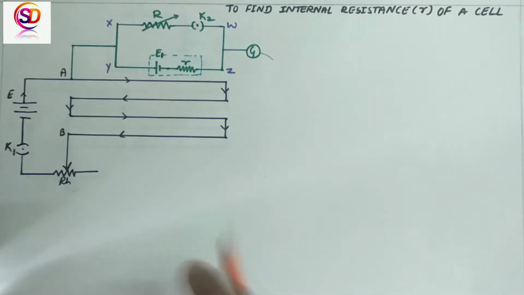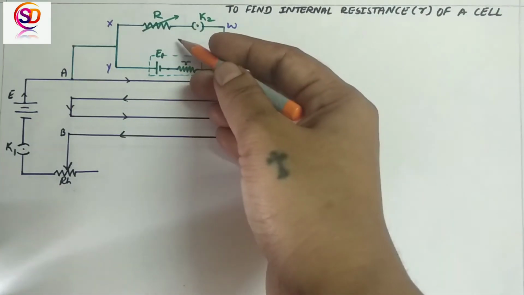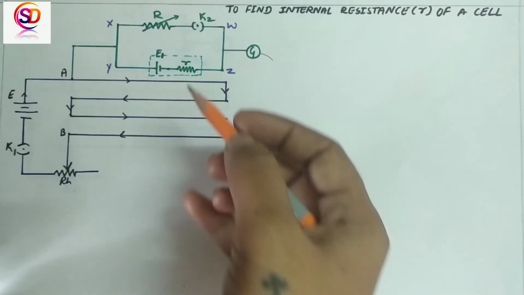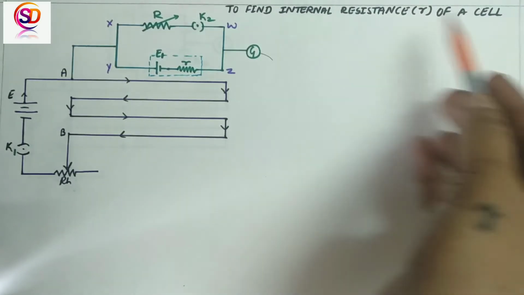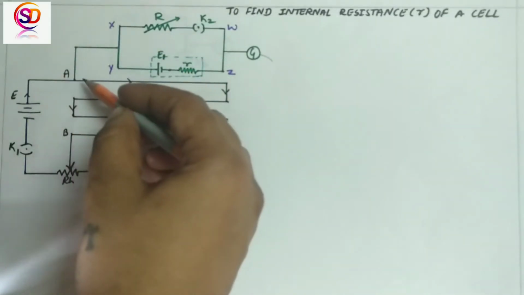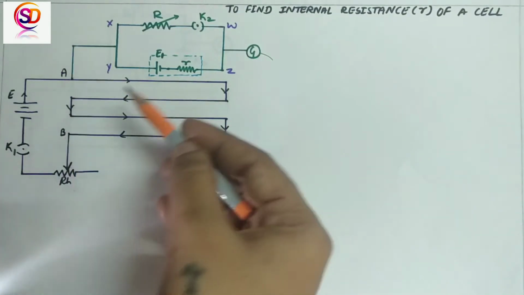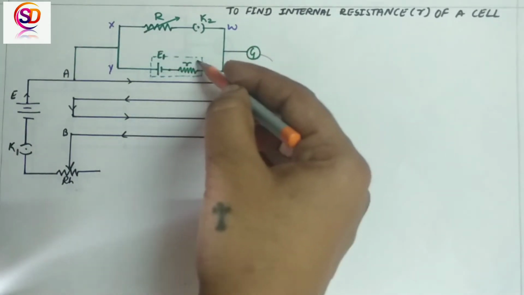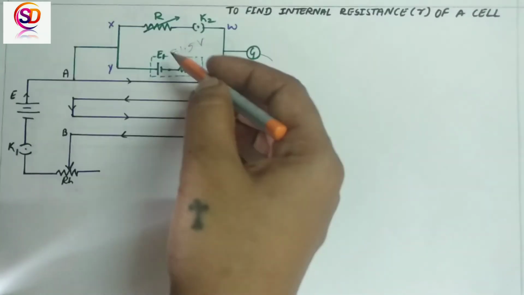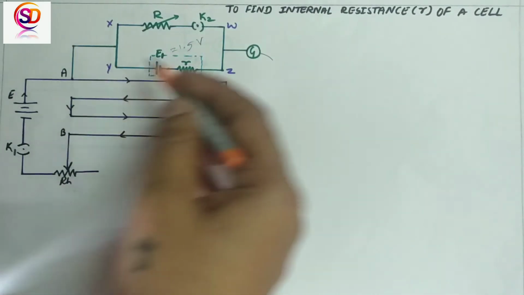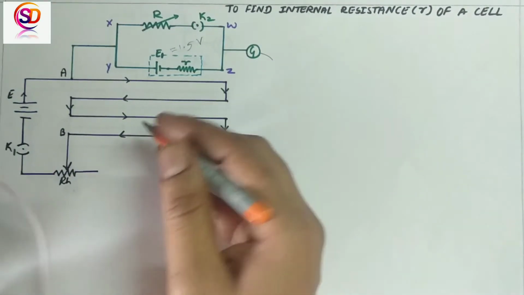You have to remember two very important things while connecting the potentiometer to any external circuit. The first thing, the positive terminal of the cell whose internal resistance you are going to measure should be connected to that end of the potentiometer where the driver cell positive terminal meets. And the second thing, if this is a cell of EMF say 1.5 volt, the driver cell EMF must be much greater than this.